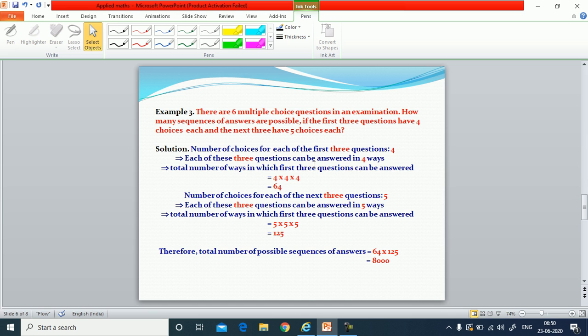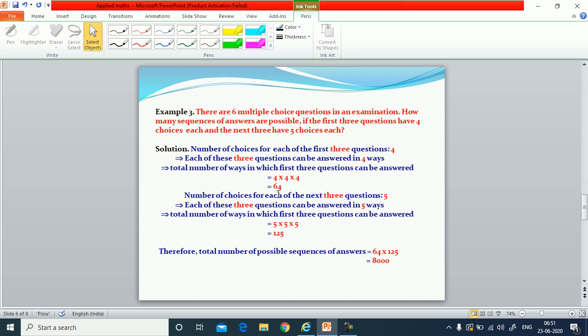So each of the three questions can be answered in 4 ways. So first question can be answered in 4 ways, and second question can be answered in 4 ways, and third question can be answered in 4 ways. So these are the total number of sequences in which you can answer the first three questions. Okay. In the same way, the number of choices for the next three questions is 5 each. So each of these three questions can be answered in 5 ways. So fourth question can be answered in 5 ways. Fifth question can be answered in 5 ways. Sixth question can also be answered in 5 ways. That comes out to be 125.